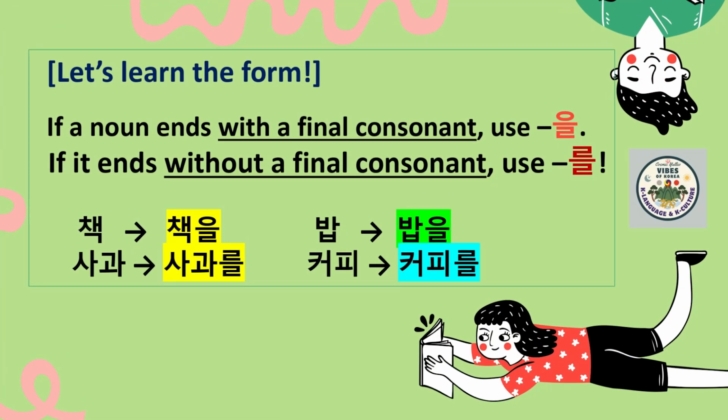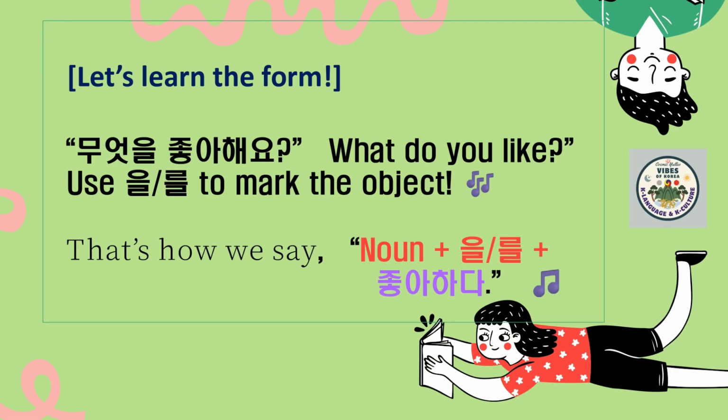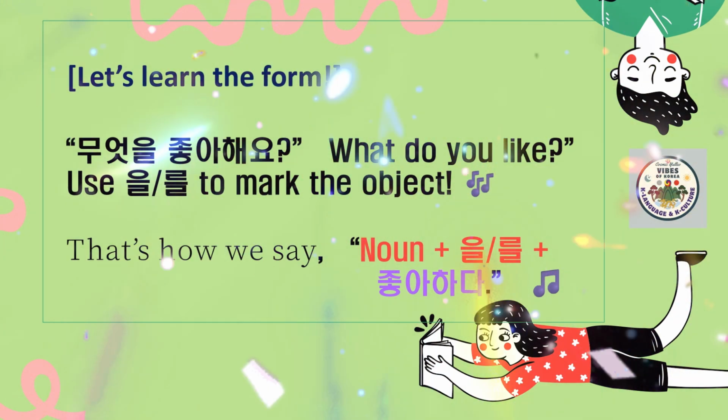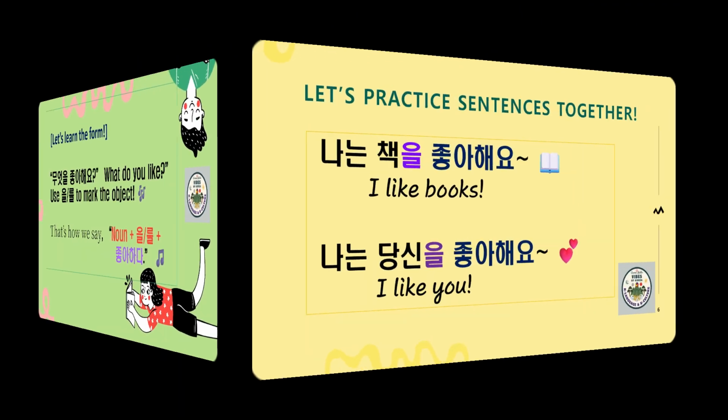Let's learn the form. If a noun ends with a final consonant, use 을. If it ends without a final consonant, use 를. Check: 밥, 밥을; 사과, 사과를; coffee, coffee를. 무엇을 좋아해요? What do you like? Use it to mark the object. That's how we say noun을 좋아하다.